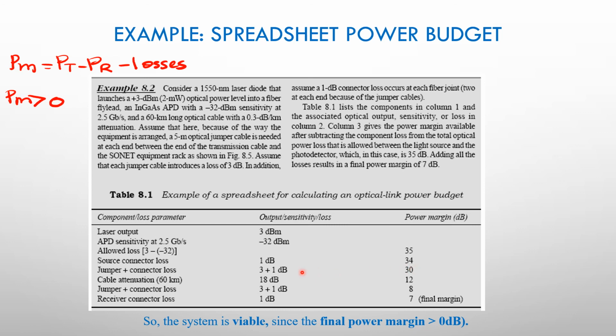30 dB minus 18 dB, you will get 12 dB. 12 dB minus 4 dB, you will get 8 dB. 8 dB minus 1 dB, you will get 7 dB. So this is our final power margin. From here, we can conclude that our system is viable because our power margin is greater than 0, equal to 7 dB.